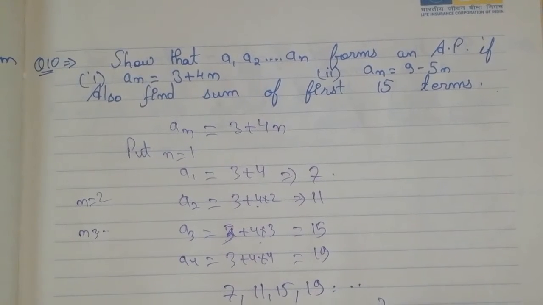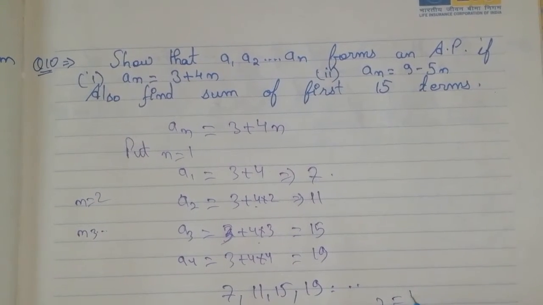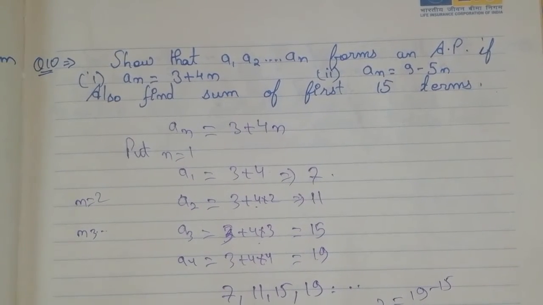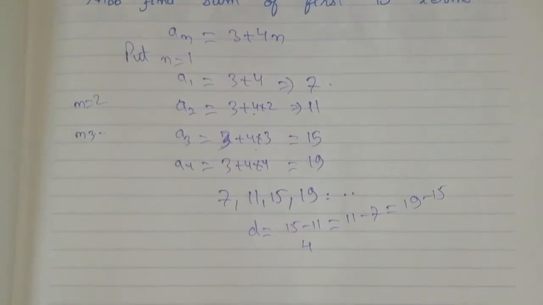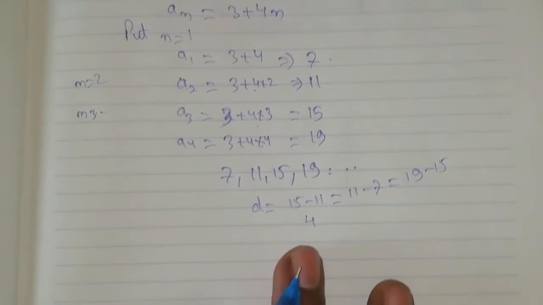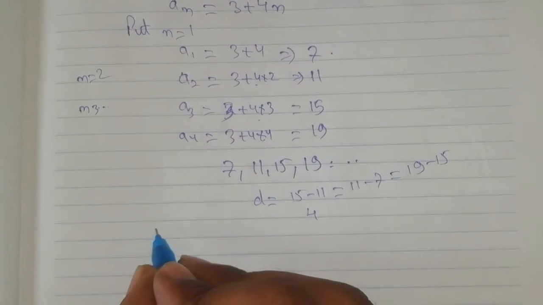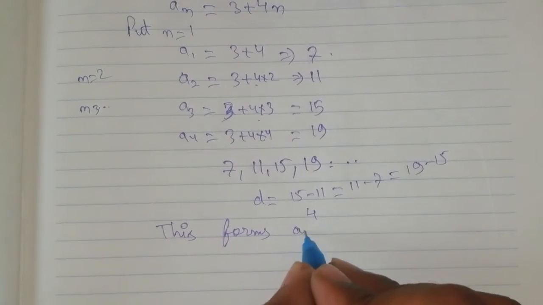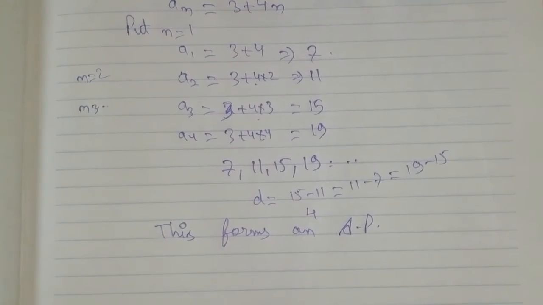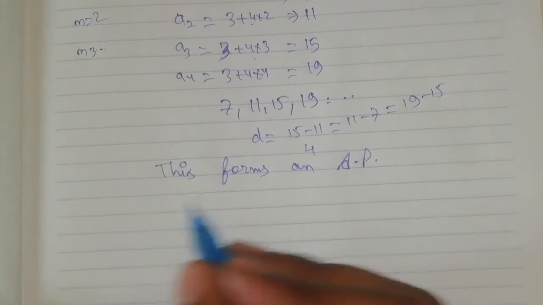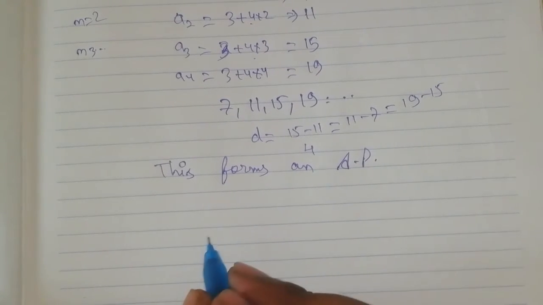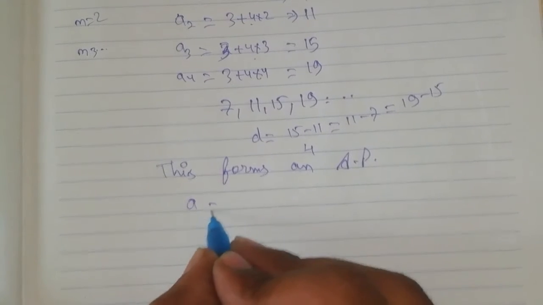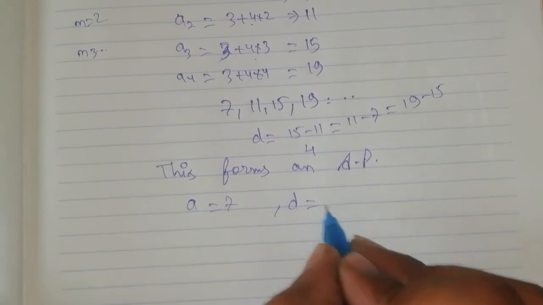7, which is also equal to 19 minus 15, meaning every time we are having the common difference as 4. So yes, this forms an AP. Now, if it forms an AP, we have to find the sum of first 15 terms. So we have a is equal to 7, the first term, and d is equal to 4.